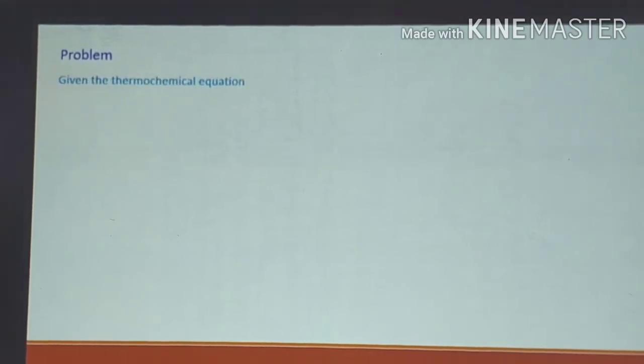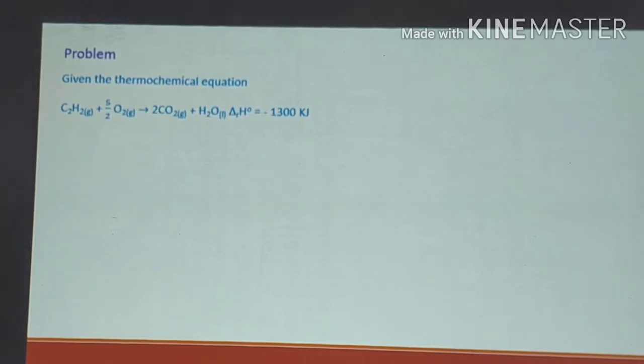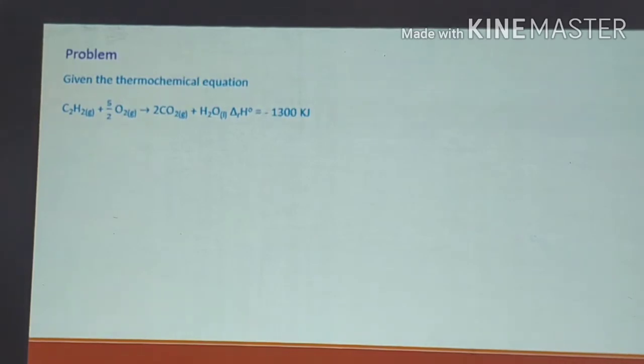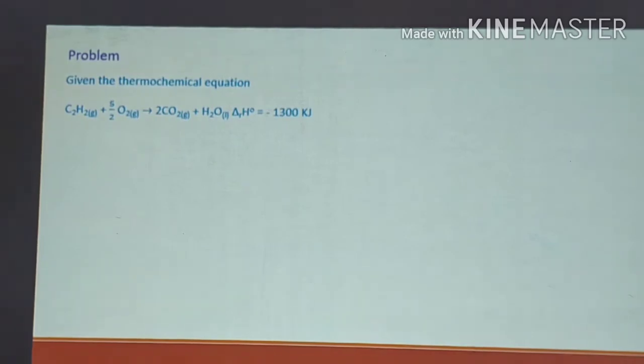Now let us see simple numericals or problems based on a thermochemical equation. For example, you are given a thermochemical equation. I am taking C2H2 gas, meaning acetylene gas, and I am reacting it with oxygen, in short I am carrying out its combustion. Acetylene contains carbon and hydrogen, so the products will be the stable oxides of carbon and hydrogen. One of the products will be CO2 gas and the other product will be H2O liquid. They have given us the standard enthalpy of reaction, which is minus 1300 kilojoules.